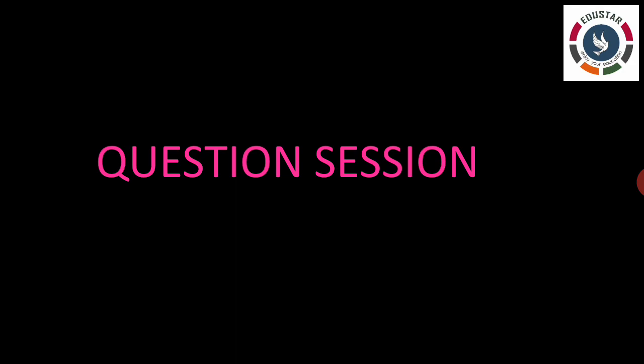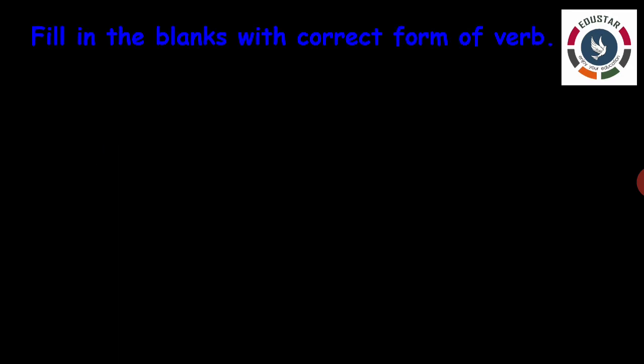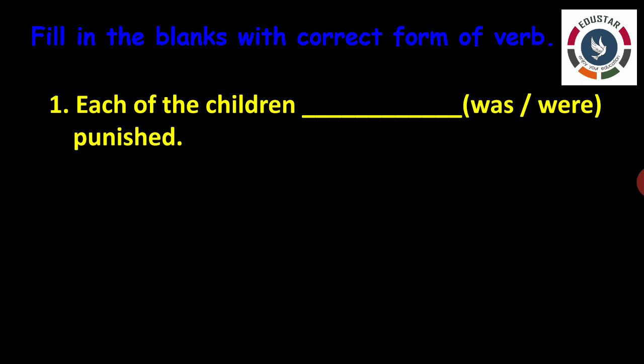The first one is filling the blanks with the correct form of verb. See here, each of the children dash. In the bracket they have given was or were punished. So each of the children, what is the answer? The answer will be singular. So was is the answer.